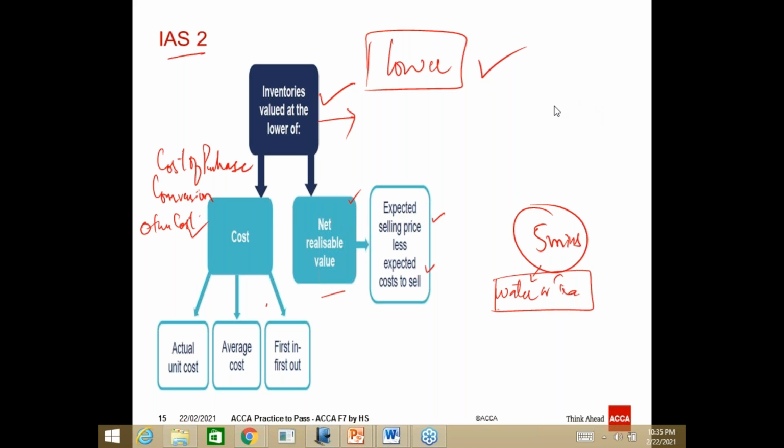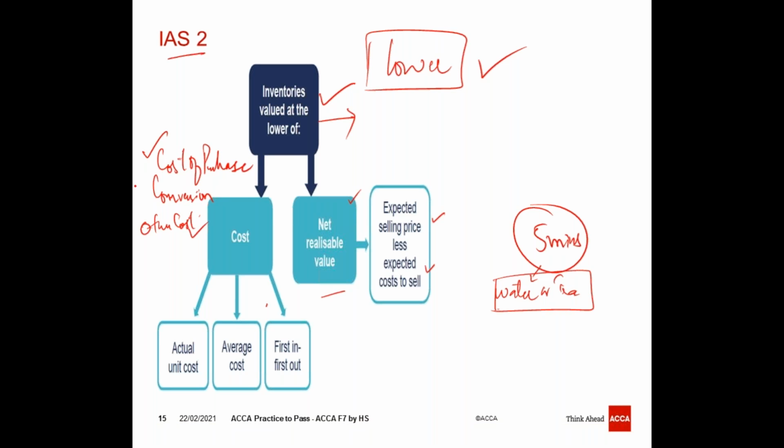So according to IS 2, inventory should be valued at the lower of cost or net realizable value. Cost includes cost of purchase, cost of conversion, and other costs. NRV will be calculated as estimated selling price less estimated cost of completion and cost of disposal. These two costs will be deducted in order to calculate the net realizable value. And then inventories will be reported at whichever is lower.